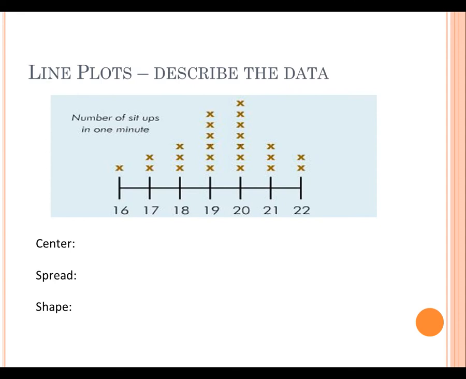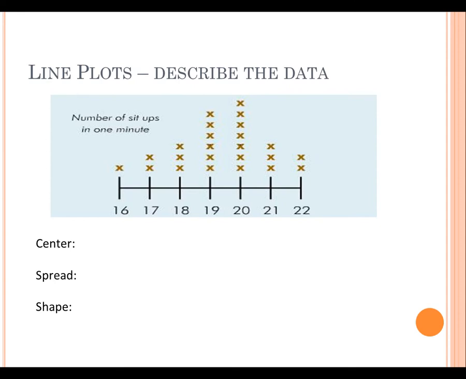So that's how many people can do 20 sit-ups in a minute. Okay? So how many people can do 20 sit-ups in a minute? Someone raise your hand. How many people in that group can do 20 sit-ups? How many is it? 1, 2, 3, 4, 5, 6, 7. Yeah, there's 7 people who can do 20 sit-ups in a minute.